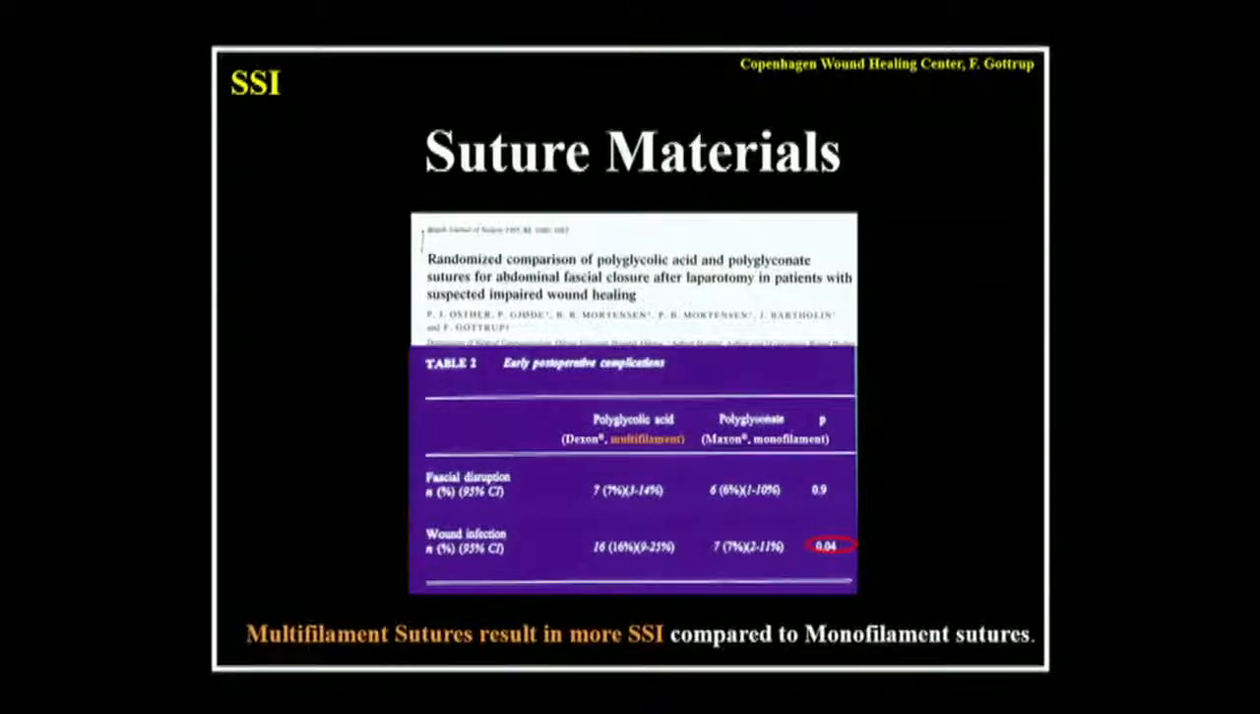Then also suture material. We made a study where we compared Dexon, which is multifilament, and Maxon, which at that time was monofilament, and we found there was no difference in a lot of other things, like hernia 1 year after, but for wound infection there is a difference. Multifilament sutures give higher wound infection compared to monofilament.